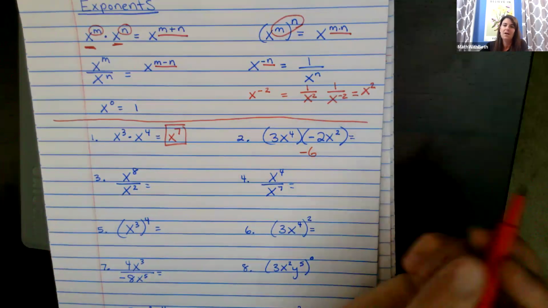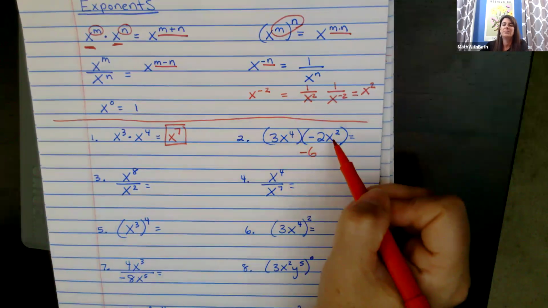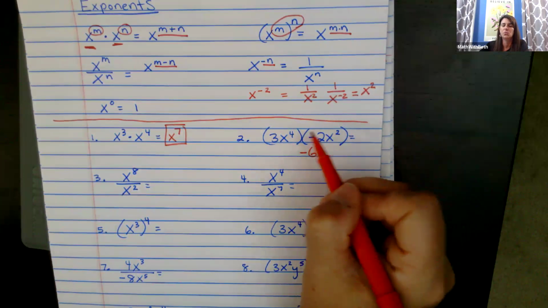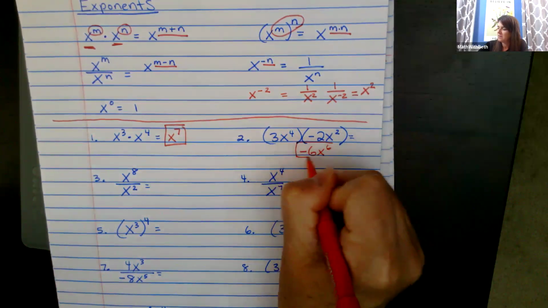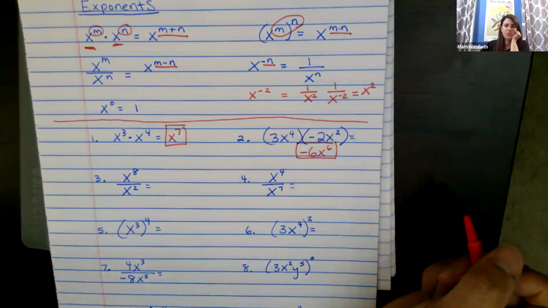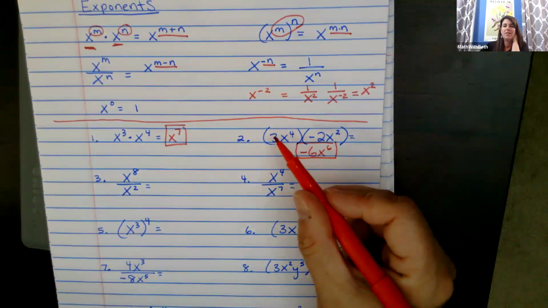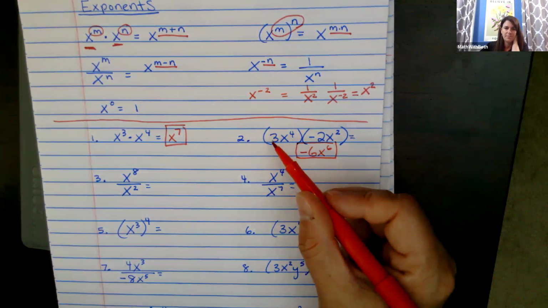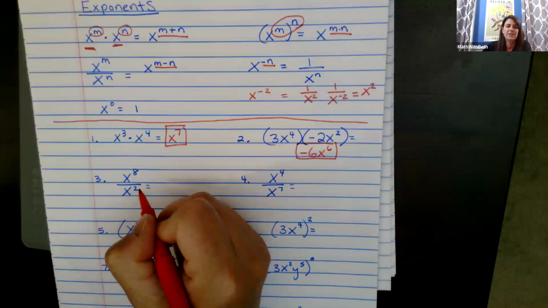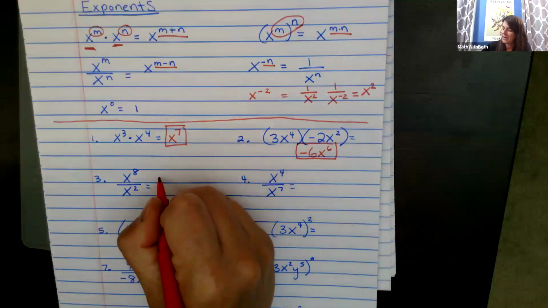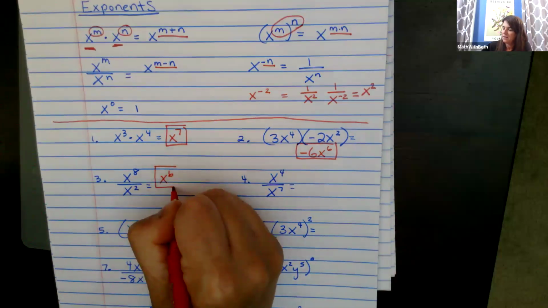It still is. It's the x to the 4th times x to the 2nd where I need to use these new rules and add those to get x to the 6th. So as you're doing these new rules, make sure you're still doing the normal numbers the same as you've always done. Number 3, x to the 8th over x to the 2nd. I'm going to subtract those so I get x to the 6th.